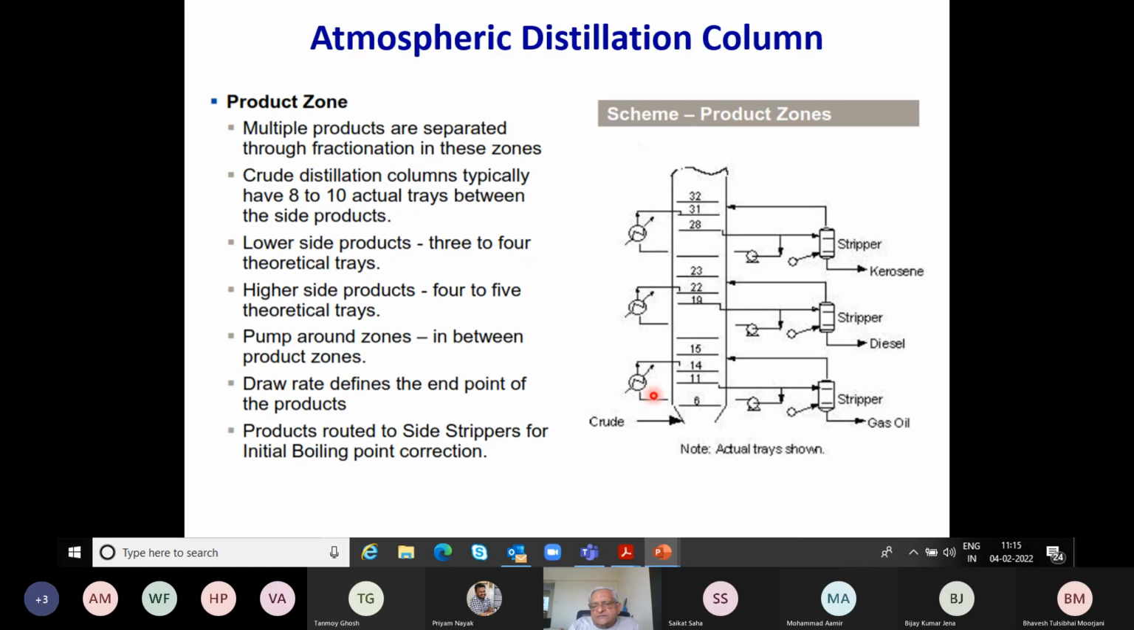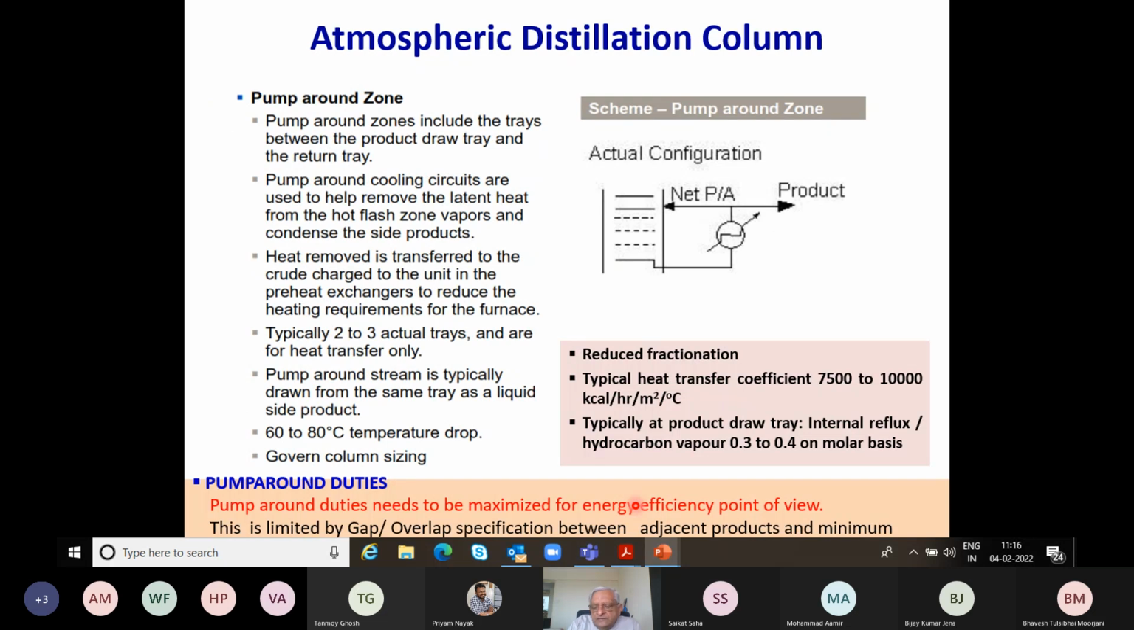So here also, it is exactly the same. The liquid, the same product which is withdrawn, is circulated back after cooling, and that helps to condense only the gas oil part in this section. And then above that, we still have everything else, including diesel. So this pump around condenses the diesel part. And if you remember, I had explained that each of these sections could have something like 8 to 10 actual trays, and there are side draws with strippers, and we'll talk about the strippers later. Okay. And the pump around I've already explained.